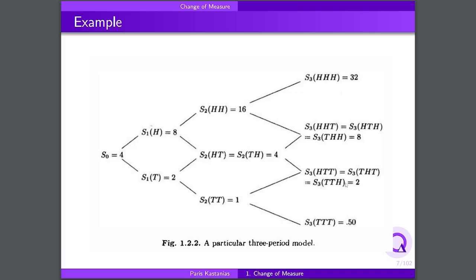So here's an example of a particular 3-period model. If you have U equals 2 and D equals a half, it's either going to go up or down at each step up to time 3. We start off with the initial price being 4, and if we flip a heads, it goes up to 8. If we flip a tails, it goes down to 2. Then we perform the experiment again. We can either double or halve, and the lower one could double, and so on, depending on whether it's a heads or a tails.